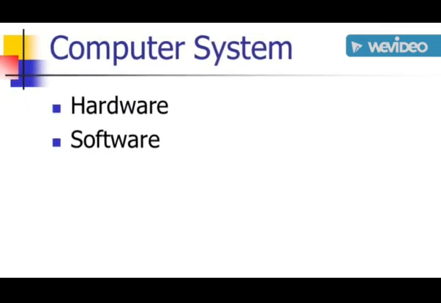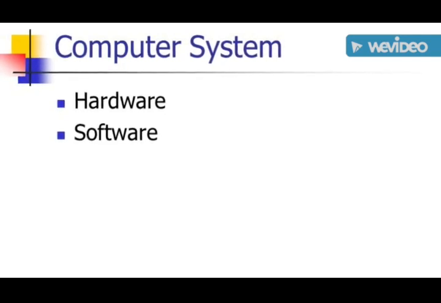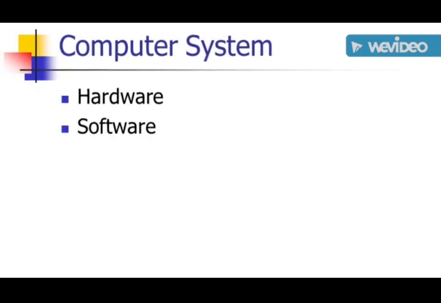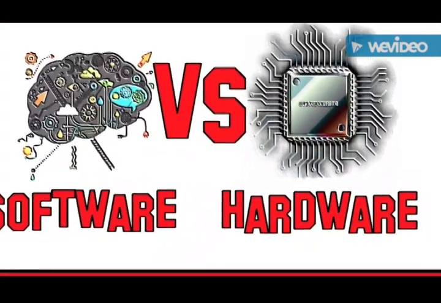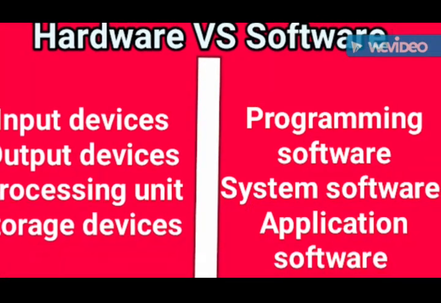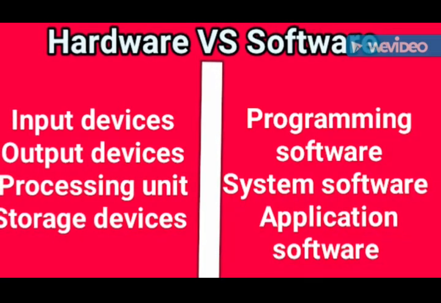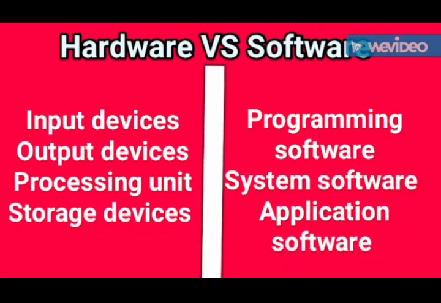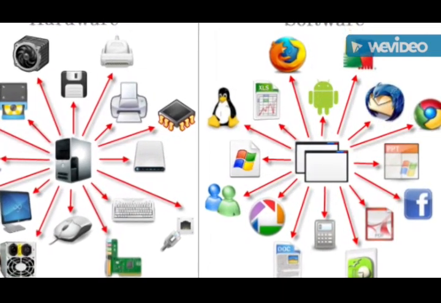Now the computer system is divided into hardware and software components. Hardware components include physical components, and software components are not physical, that is software versus hardware. Let us discuss the difference between them. Hardware components involve input, output, processing and storage devices, but software components involve programming, system software and application software. These are the basic categories of software. So you can see here the different types of hardware and software components.